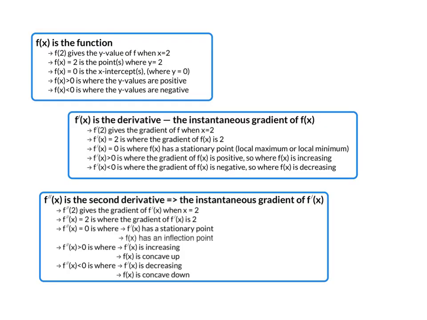This page has a lot of information. It's got information about the function, the derivative, and the second derivative. Let's start with the function. The function is your graph that you're drawing. So, if you have something like f of 2, what that means is it gives the y value when x is 2. However, it's different if you have f of x is 2, because in this case the y value is 2. So in the first one, x is 2, but in the second one, y is 2.